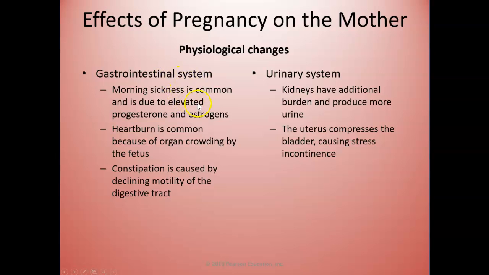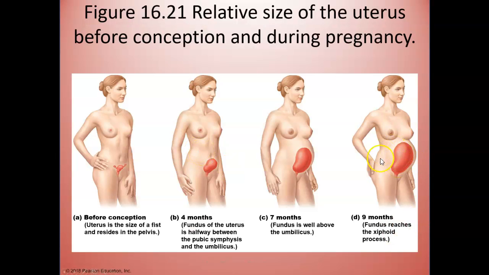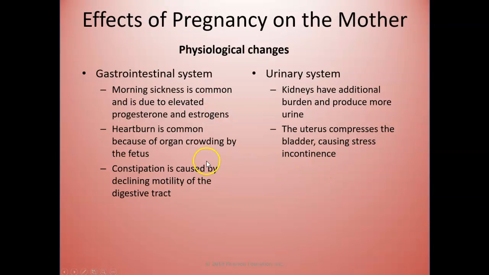Gastrointestinal systems, morning sickness is pretty common. Heartburn is common because that uterus takes a lot of space in the abdominal cavity. It's much more likely that there's going to be some fluid that comes back up when that lower esophageal sphincter opens up. Constipation can be caused by declining motility, so there's less peristalsis, so things moving through, because everything gets tighter and tighter in there.